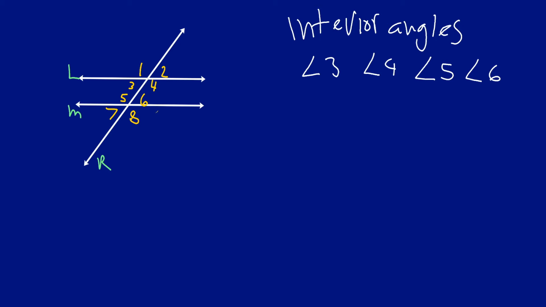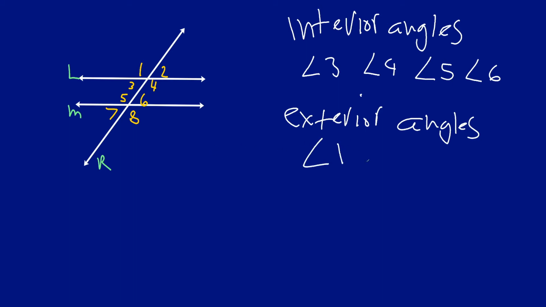Now, we also have exterior angles. I don't think it's too hard to figure out what that is. Exterior angles are the angles that are outside of the parallel lines. In our example, that would be angles 1, 2, 7, and 8. Again, this is not that deep or complicated in many ways.